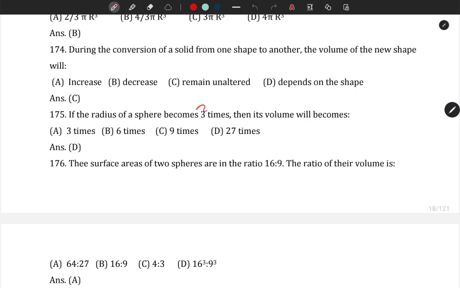One more point to remember, if the radius becomes 3 times, the surface area will increase by the square of 3, that will be 9. But in this case, the volume will increase by 27 times.